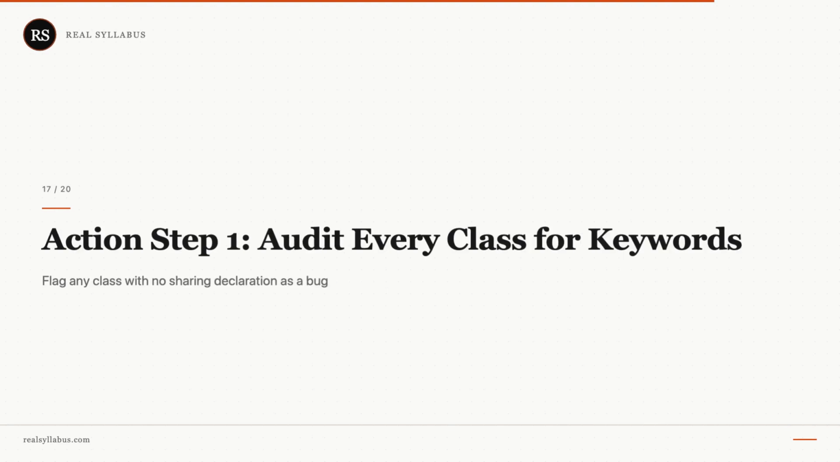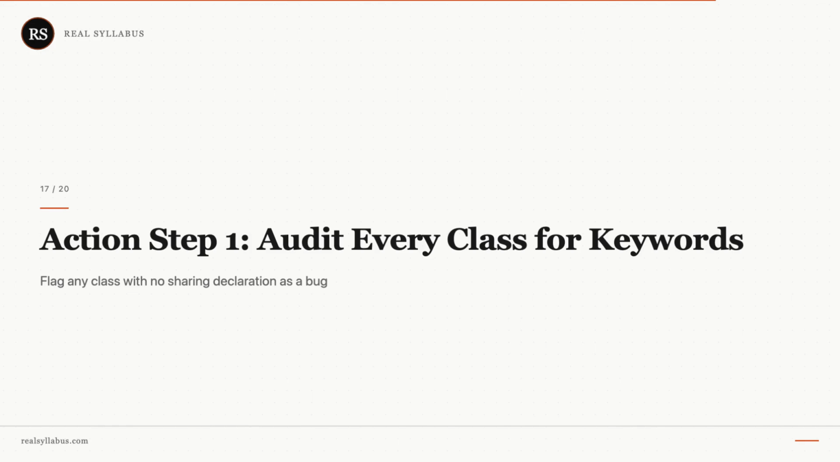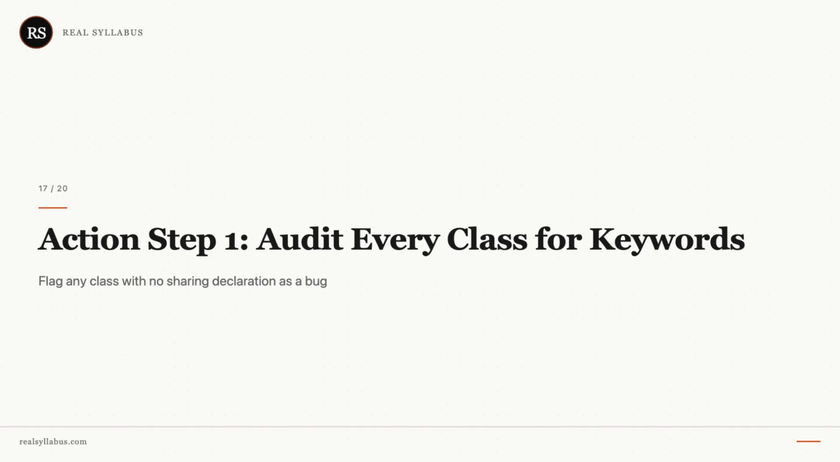Start your security audit by searching every Apex class in your org for classes with no sharing keyword. A class that has public class or private class with no sharing modifier is running in system mode for record visibility. Flag each one and add a keyword based on intent. With sharing for user-facing code, without sharing for documented system code, inherited sharing for utilities. This is a one-line change per class that closes the most common exposure vector in Salesforce development.